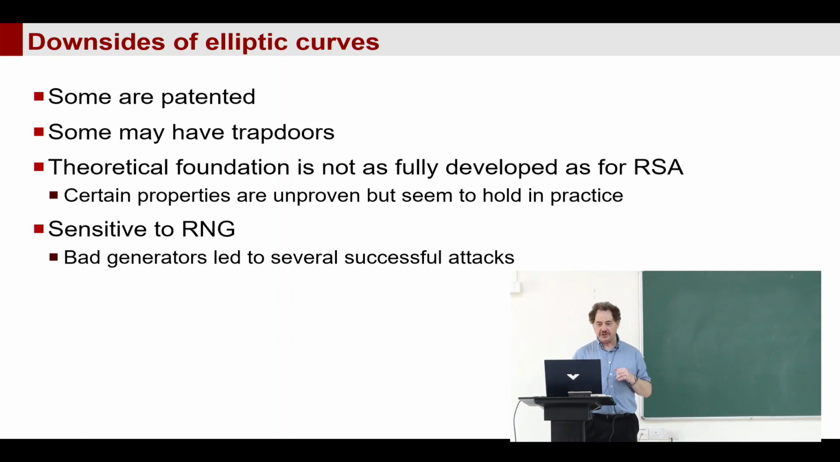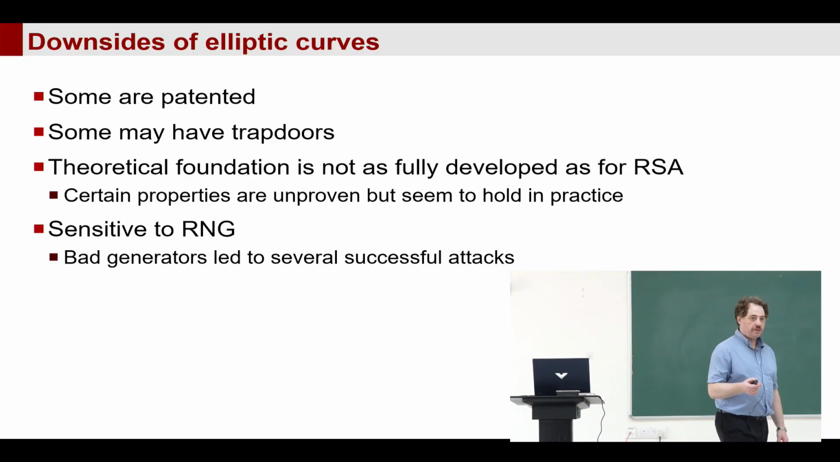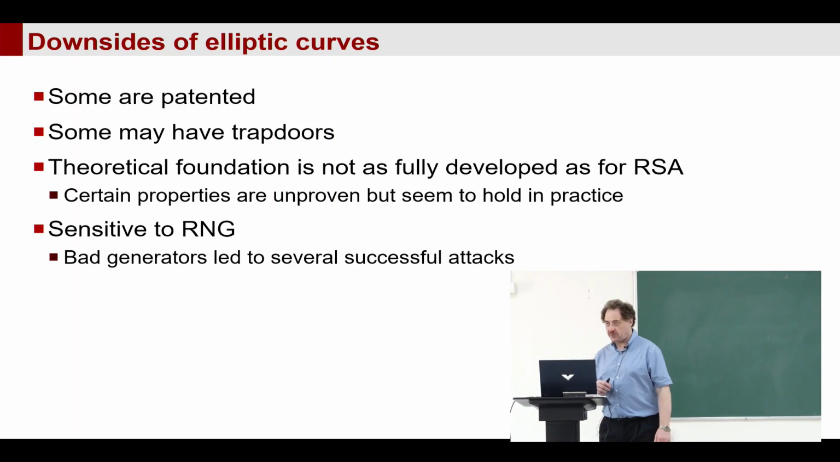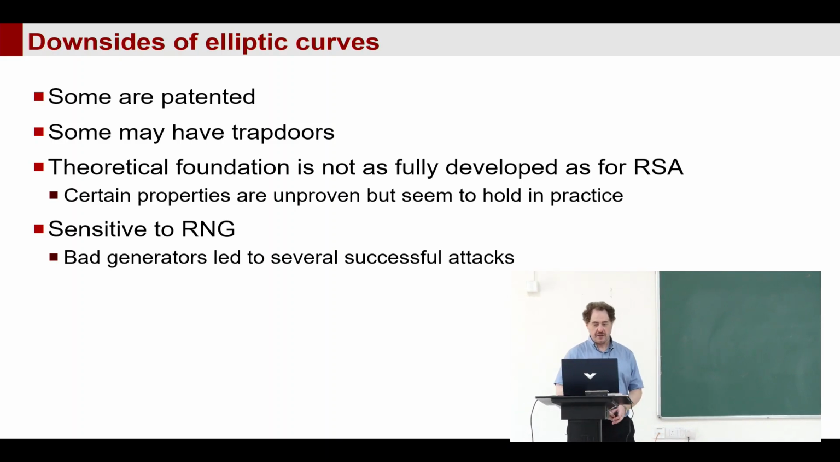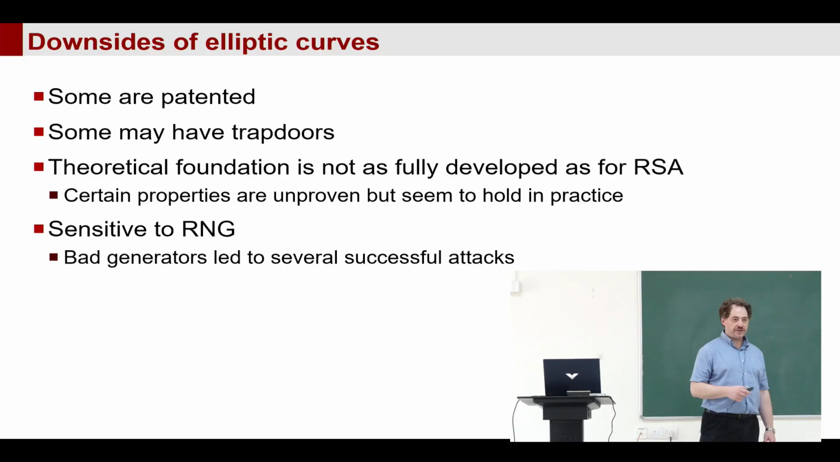Also, the theoretical foundations for elliptic curves are not as well developed and understood as, say, for RSA or for the group generated by prime numbers. So certain properties are unproven, but they seem to hold in practice. People believe them to be true, but people are not 100% certain. Still, the certainty is enough that the system is used in practice, and especially used by resource-constrained devices, such as IoT devices and cell phones.